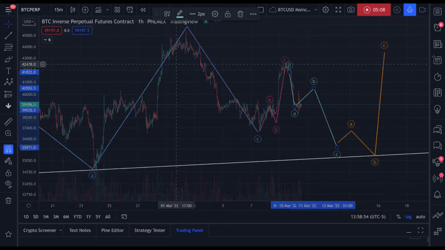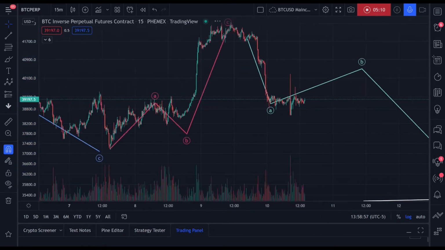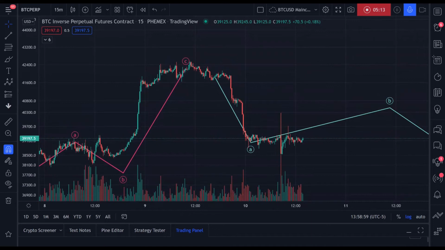I'm going to go in smaller time frames, 15-minute time frame. Here you can clearly see 5 waves down, okay? 1, 2, 3, 4, 5, okay? After 5 waves, you get 3 waves, invariably.